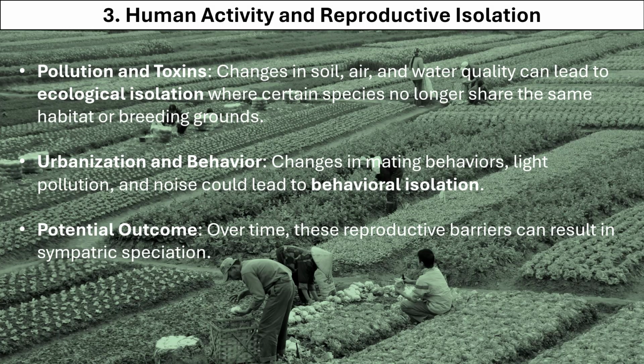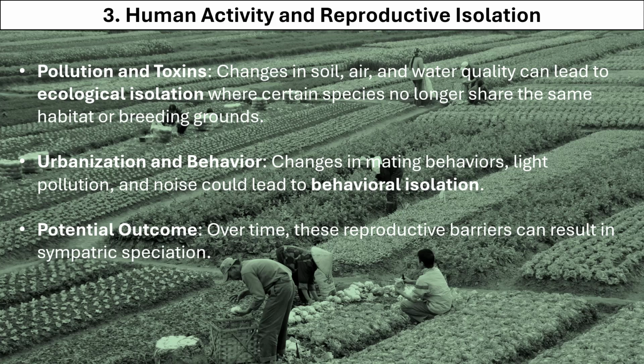Other factors influenced by human activity are pollution and toxins. Changes in soil, air, and water quality can also lead to ecological isolation, where certain species no longer share the same habitat or breeding grounds. Changes in mating behavior due to pollution, noise pollution, and light pollution can also lead to behavioral isolation. So these changes accumulated in the organisms will make them incapable of breeding with each other.